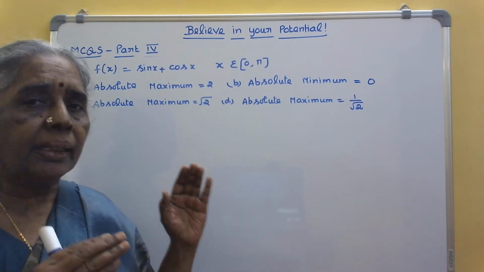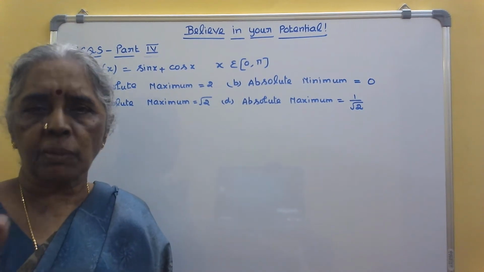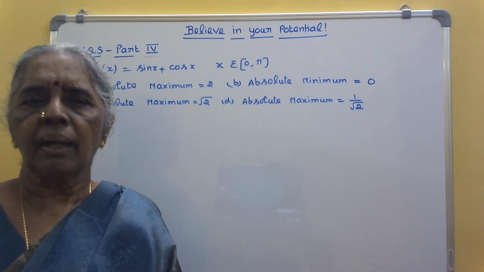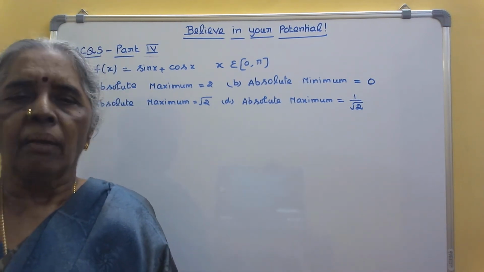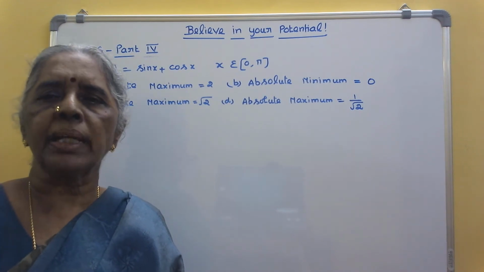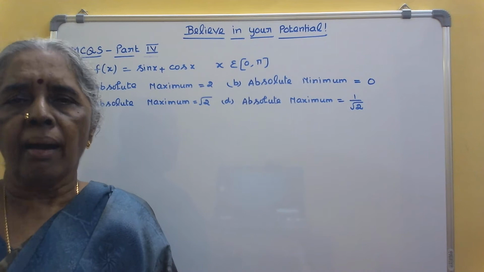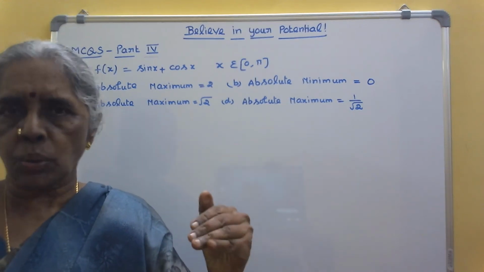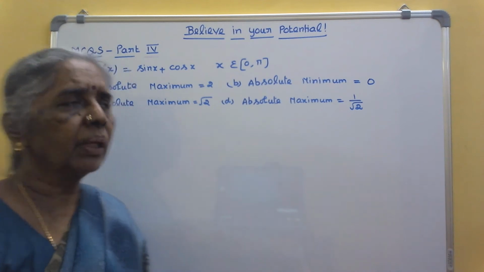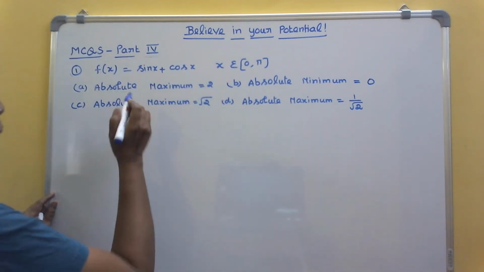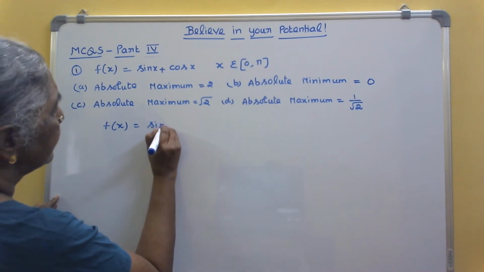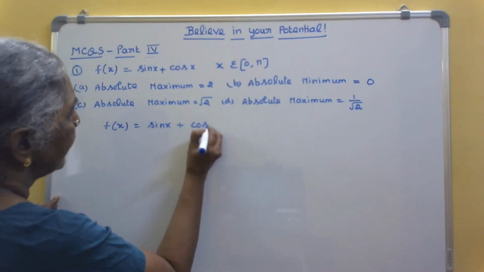Now, in f(x), you have to substitute the end points and the critical points and find the values. Whichever is numerically the greatest one, that is called the absolute maximum. And whichever is the lowest one, numerically, that is called the absolute minimum. Okay. So now the end points you know. Now let me write my f(x), that is sin x + cos x.